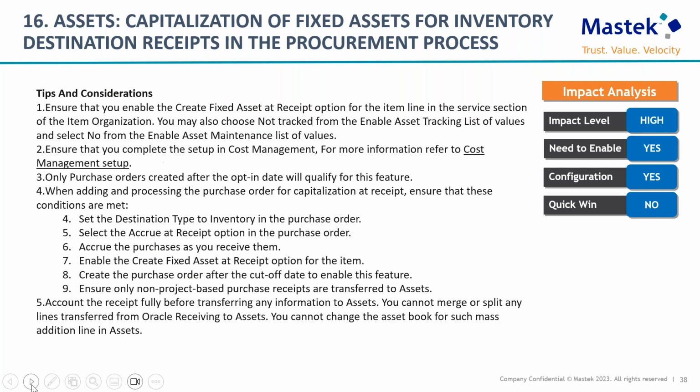And we need to ensure that create fixed asset at receipt option is enabled. Also, we need to ensure destination type is inventory and accrue at receipt option is enabled on purchase orders. But for such assets, users cannot merge or split any lines on the edit asset on the assets page.